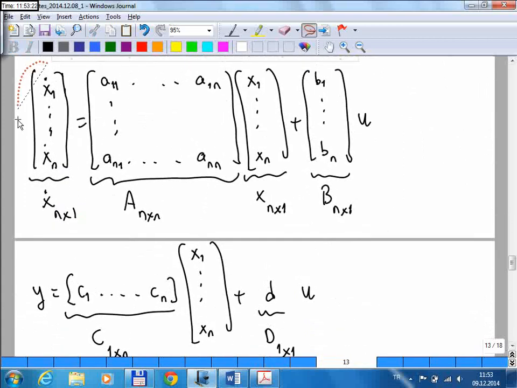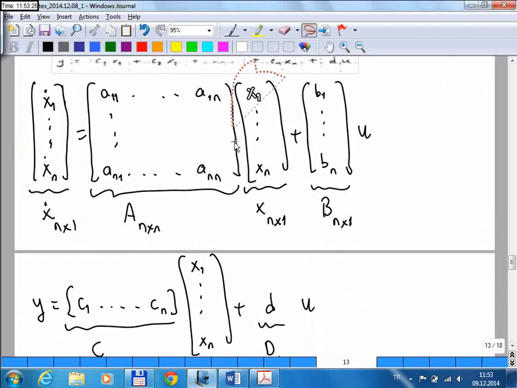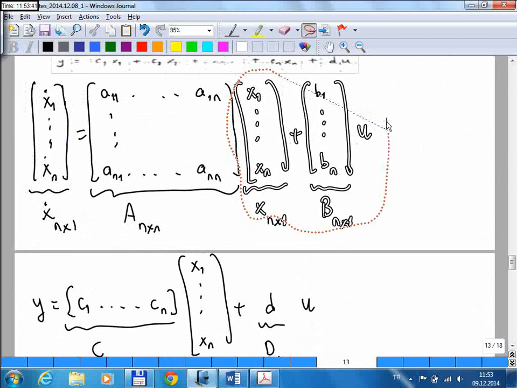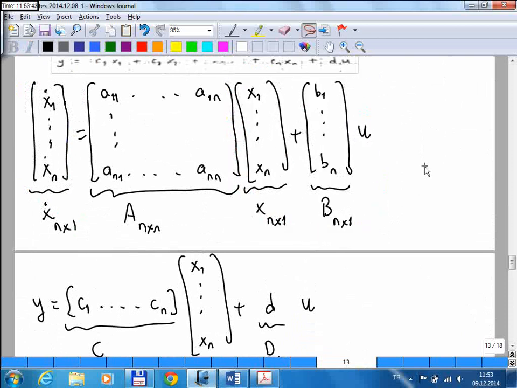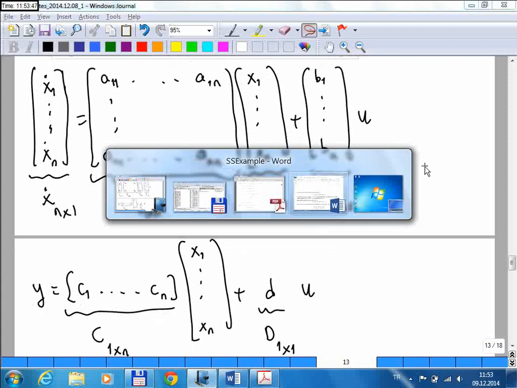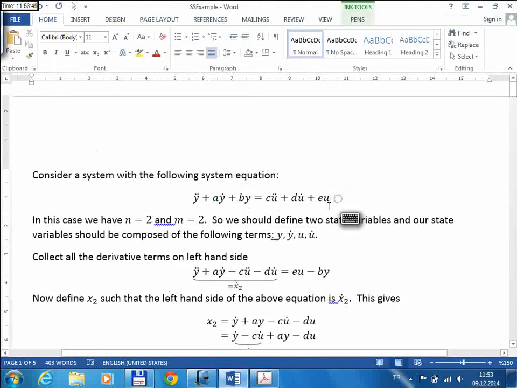Okay, so your state equations become a linear function of your state variables and your input signal. And the good thing here is there are no differential terms on your state equations except the first derivatives of your state variables. So there's no derivative term on the right hand side of your state equations. So as an example to that, let's take a look at this example.